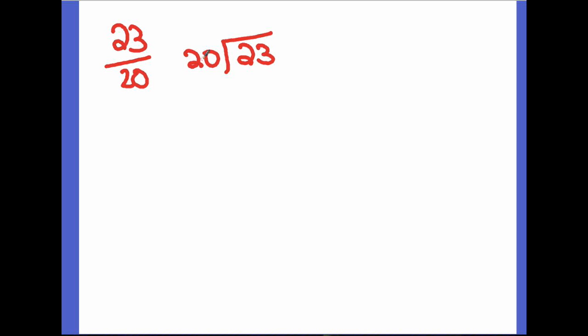outside. How many times does 20 go into 23? One time. 1 times 20 is 20. I have a remainder of 3. How do I make that as a fraction?